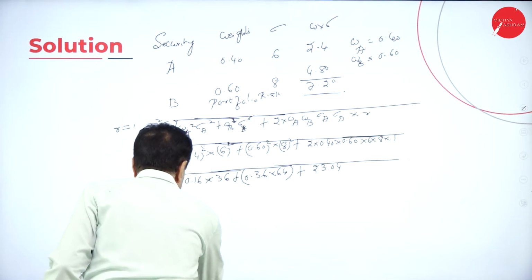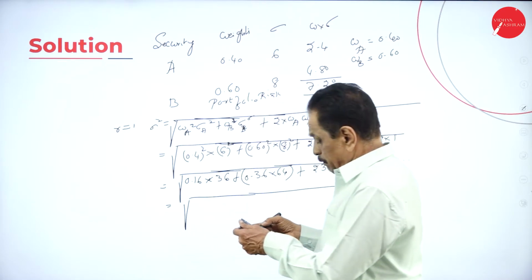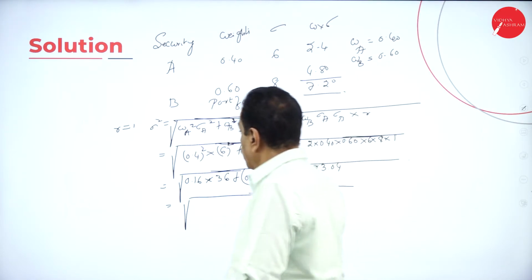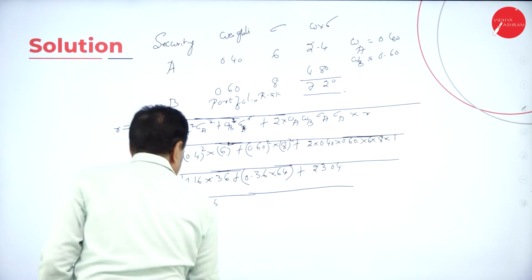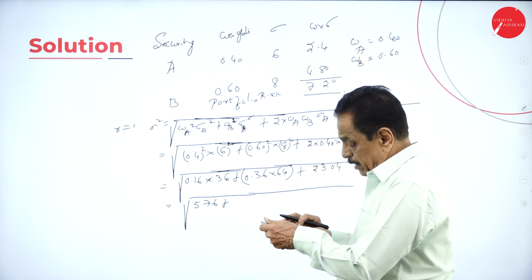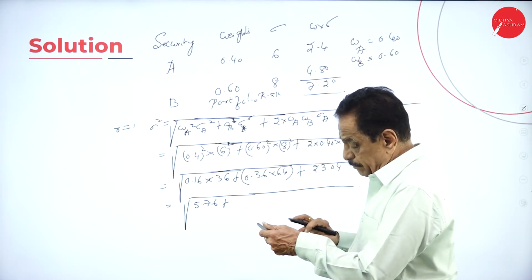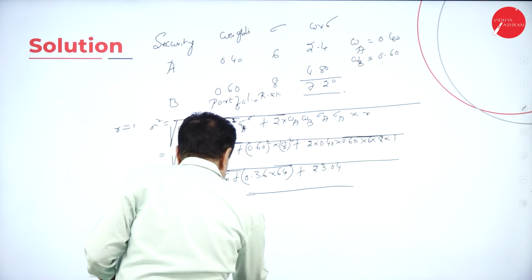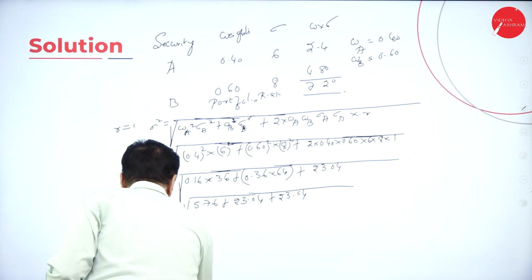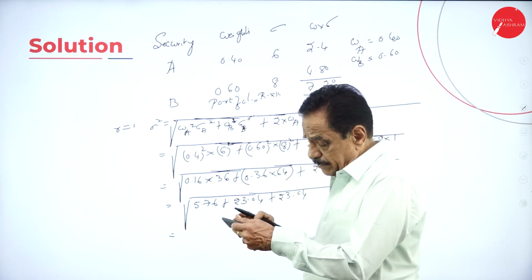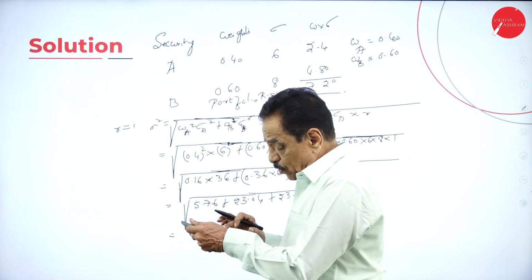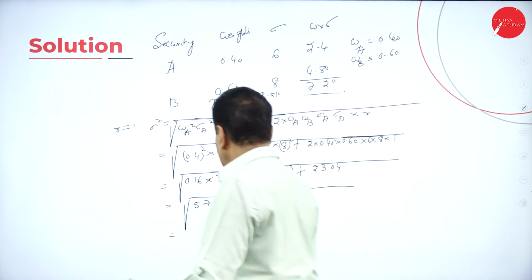Is equal to root of 0.16 into 36, 5.76, plus 0.36 into 64, 23.04, plus 23.04, is equal to 5.76 plus 23.04 plus 23.04, 51.84.